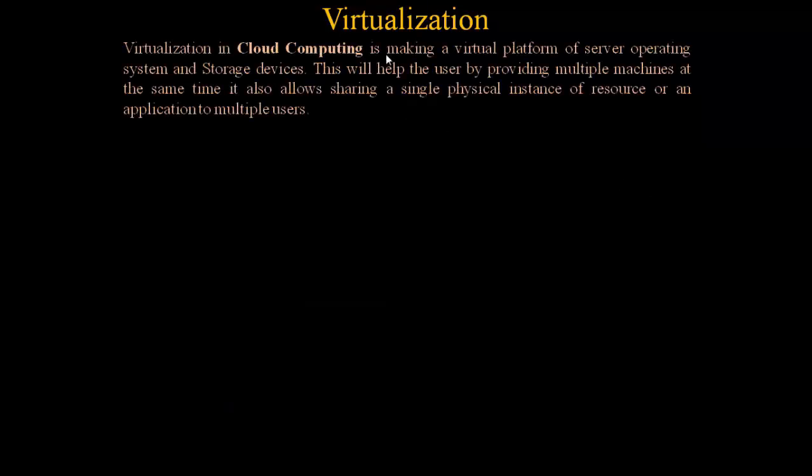First of all, let us discuss the definition of virtualization. As per the definition, virtualization in cloud computing is making a virtual platform of server, operating system and storage devices. This will help the user by providing multiple machines at the same time. It also allows sharing a single physical instance of resources or an application to multiple users. To understand this, let us understand the architecture of virtualization. We already discussed the architecture of our simple server. Let us discuss the architecture of virtualization.